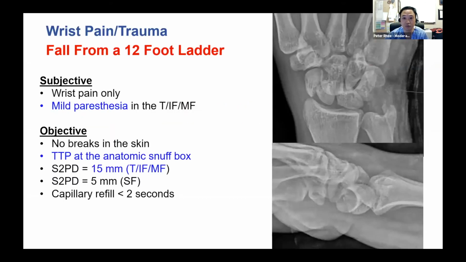It's a patient who fell from a pretty high height off of a ladder. Wrist pain only, some paresthesias in the median nerve distribution, no breaks in the skin, tender at the snuff box, and slightly greater static two-point discrimination, but intact in the median nerve distribution. Otherwise, the perfusion is just fine, and you get these X-rays here.